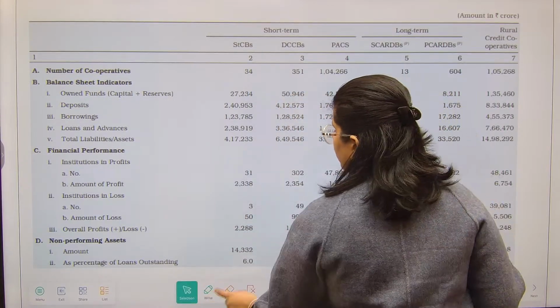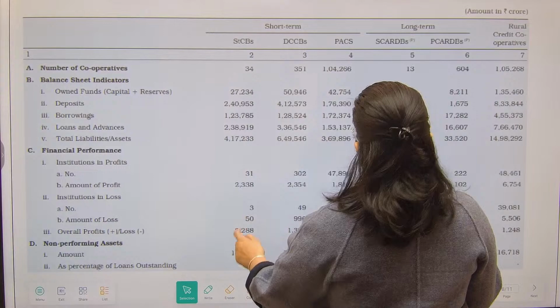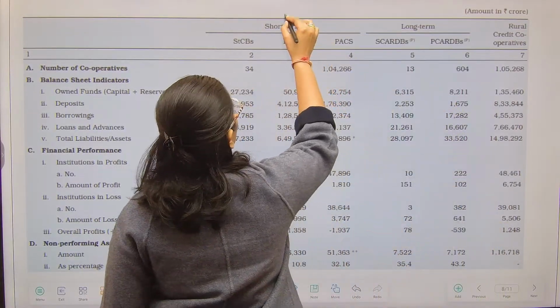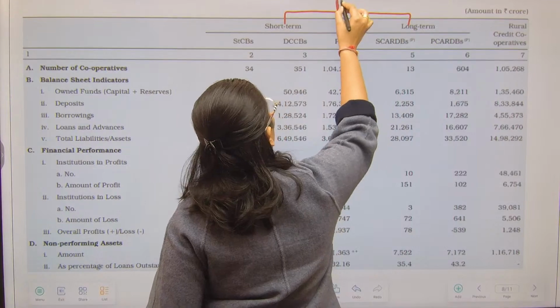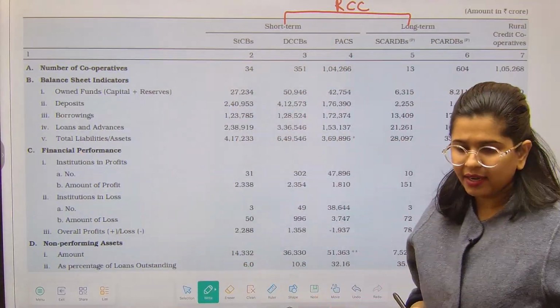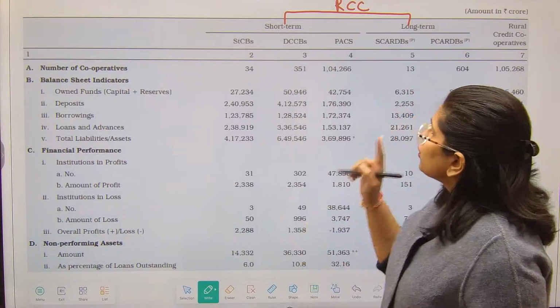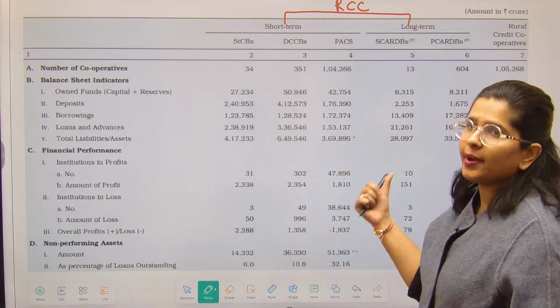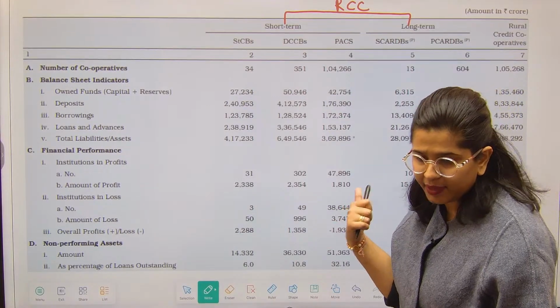Okay, so this is the case. Here we will be discussing both short term as well as long term cooperatives. हम किसके बारे में बात कर रहे हैं? We are talking about rural cooperatives, right? Rural credit cooperatives and the bifurcations of it, short term and then long term. स्टेट लेवल भी है, डिस्ट्रिक्ट लेवल भी है एंड प्राइमरी एग्रीकल्चर क्रेडिट सोसाइटी लेवल भी है.